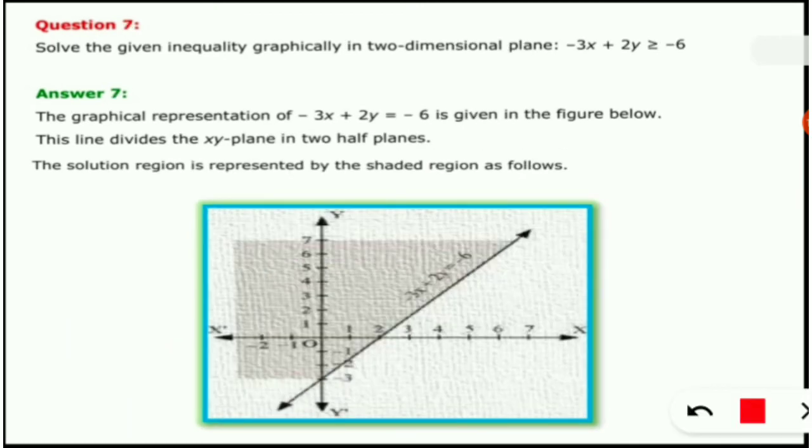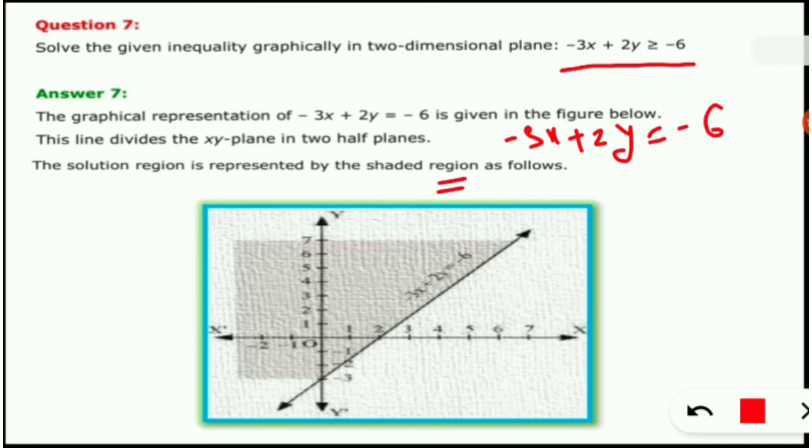Now question number 7, and the given inequality is minus thrice x plus twice y greater than or equal to minus 6. So the graphical representation of this given inequality: minus thrice x plus twice y equal to minus 6.